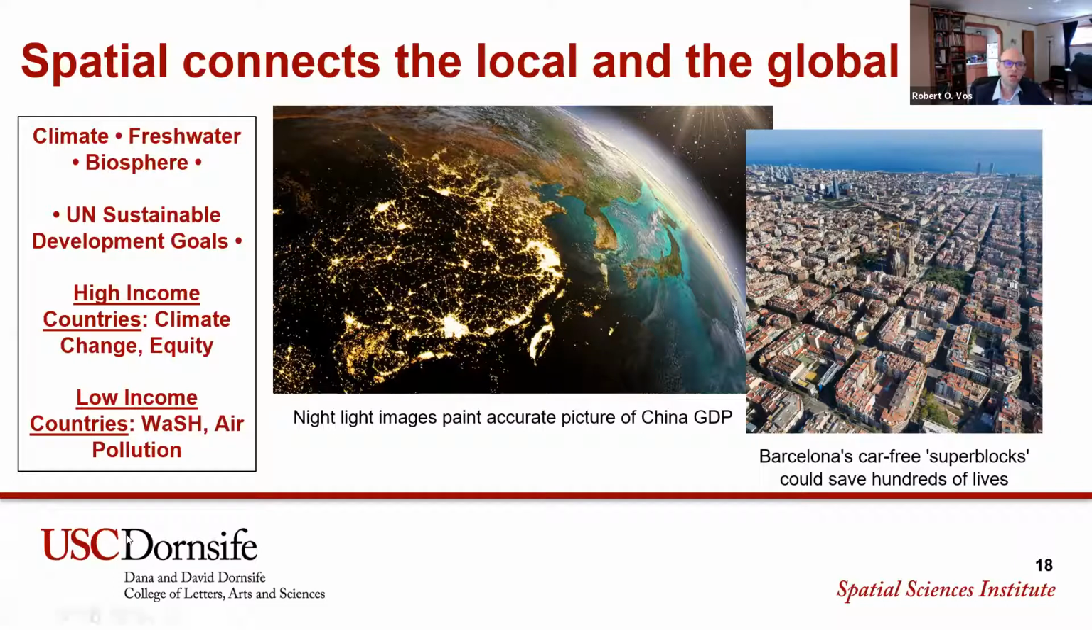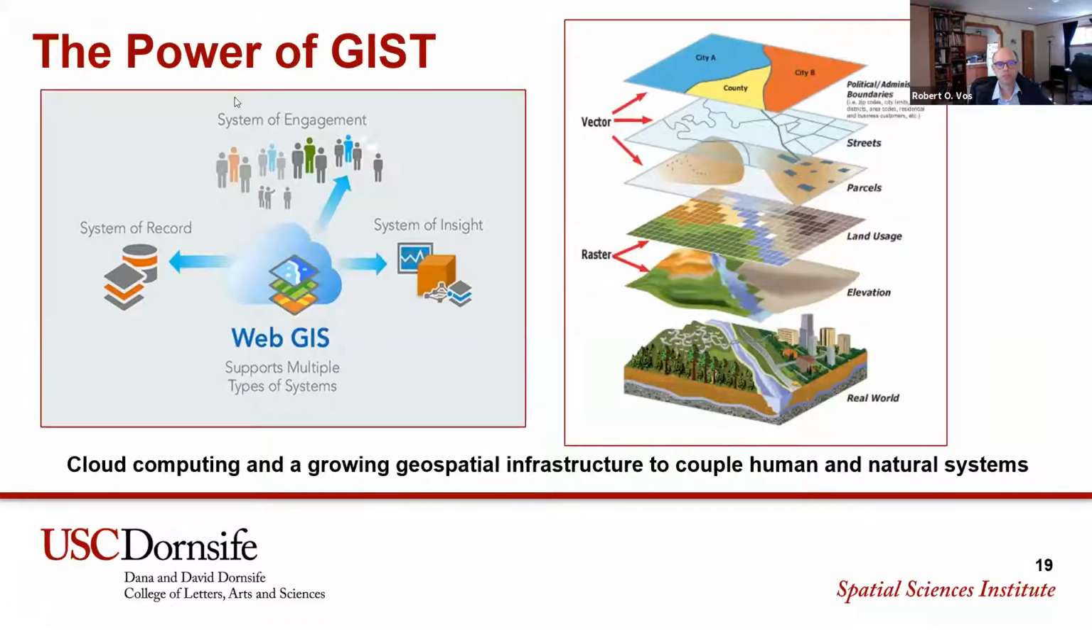So in the high income countries, we're really worried about climate change, social equity, and environmental justice. Again, GIS is absolutely critical there in terms of meeting the UN Sustainable Development Goals. In the low income countries, we're particularly worried about water, sanitation, hygiene, bringing fresh water, bringing sanitation. We're worried about air pollution. Again, these are the kinds of things that connecting the global to the local through GIS can really help with.